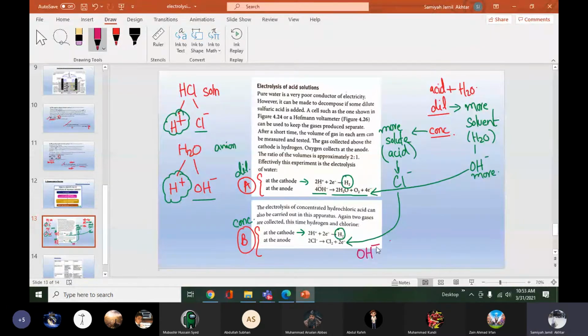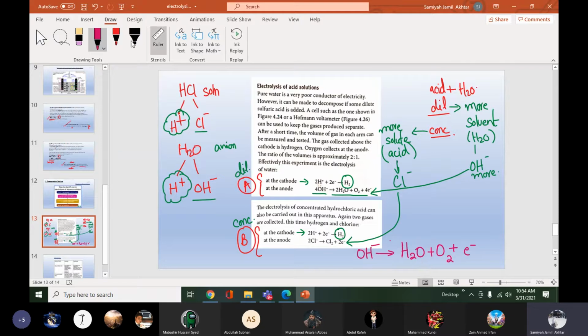So OH negative. Negative means extra electrons, so OH negative will give that electron. Give that one electron, and there are two products which will form, H2O and oxygen. So always remember, whenever hydroxide ions discharge, they will always give water and oxygen. Now when we balance it, we will see that 4 OH ions will give 4 electrons and 2 H2O will form.